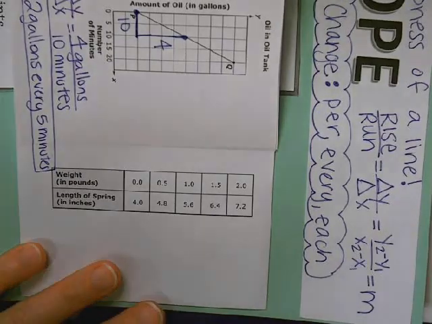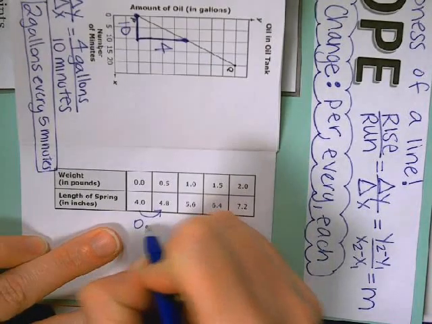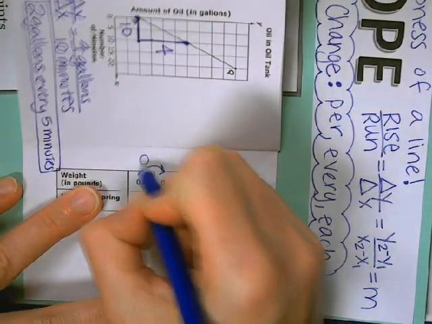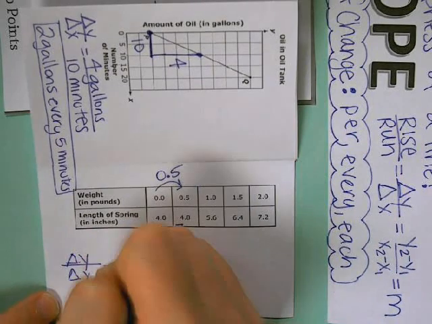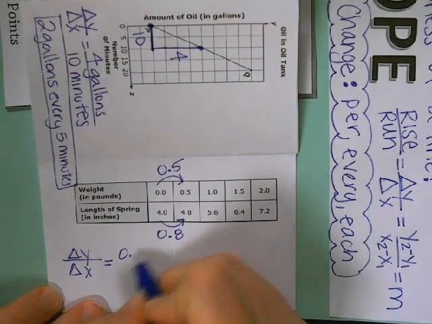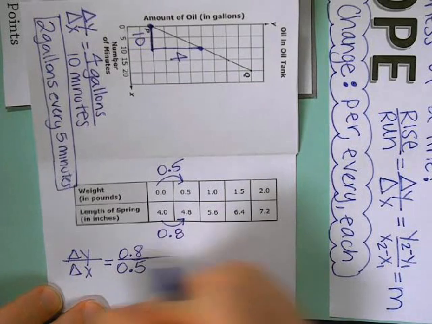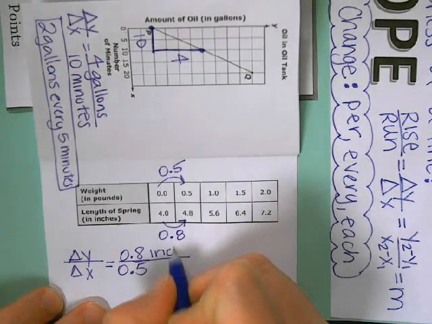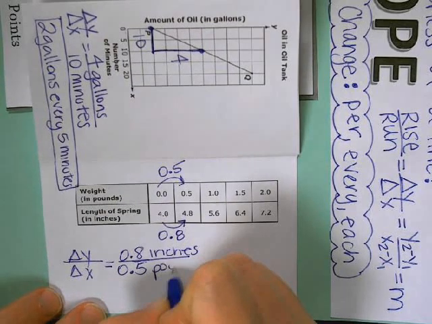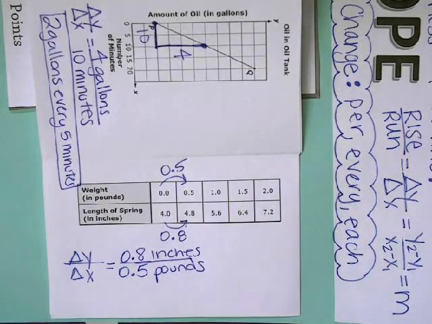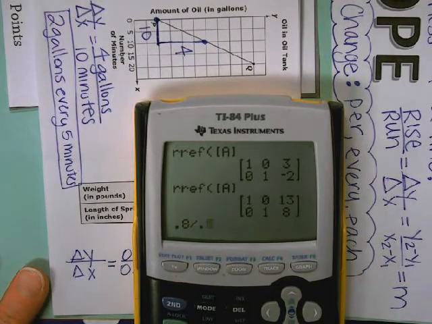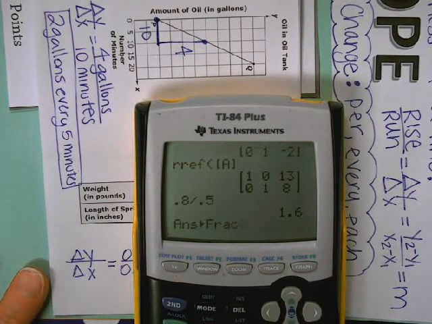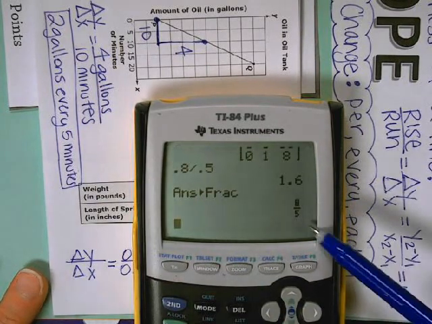Alright, last one. What do we do when we see decimals in our tables if we're trying to find slope? So this one goes up 0.8, and this one goes up 0.5. And so we do the exact same thing we've been doing. Change in y over change in x. We still say 0.8. We still say 0.5. We say this is 8 inches, and this is 5 pounds. But now we use our calculator to come up with the fraction. So we're going to say 0.8 divided by 0.5, and then we're going to say math, enter, enter. And that's going to get us our fraction 8 over 5.